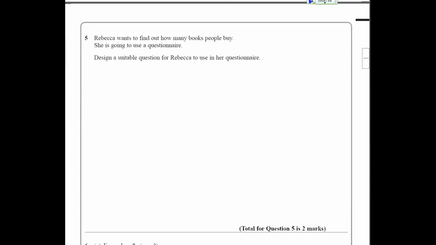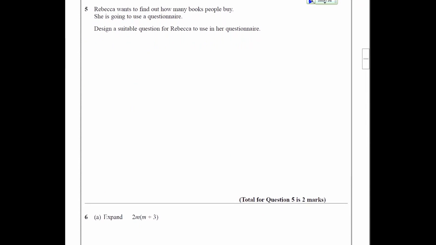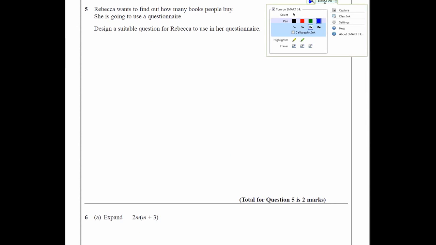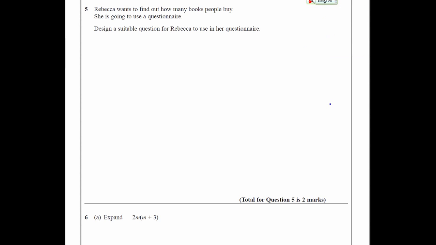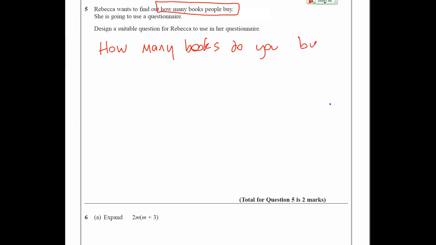4 marks again. Rebecca wants to find out how many books people buy. She's going to use a questionnaire. Oh, this one is important to get right. So, her aim is how many books people buy. So you're going to be asking, how many books do you buy? But this isn't good enough on its own.